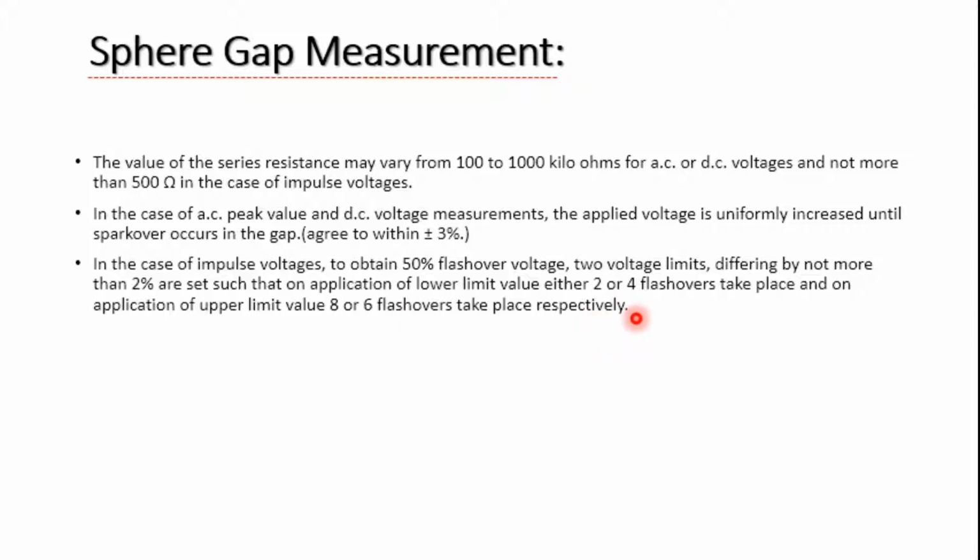Means we are considering that from 10 to 90%, or if it is for the 50%, it should not differ by 2% of the set value. For the lower limit, generally we are considering 2 to 4, and for the upper limit, it should be 8 to 6 flashovers, because there is a possibility that the voltage varies because of the impulse wave, as it is not uniform. So these are the different sets of readings which we will consider for the measurement of impulse voltages.